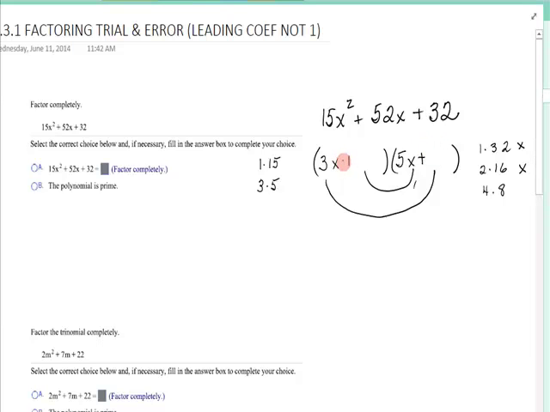And sometimes my eraser erases things I don't want it to. Now let's try 4 and 8. The outer product, 3 times 8 is 24x. Multiply here for 20x, and that's 44. Well, that didn't work. I switch it.